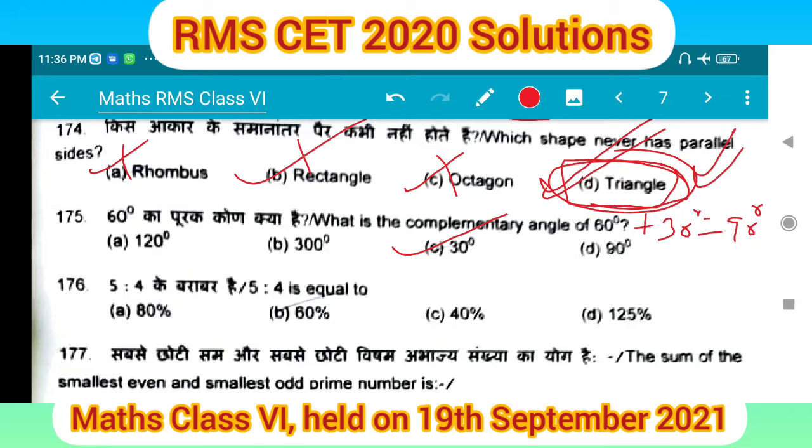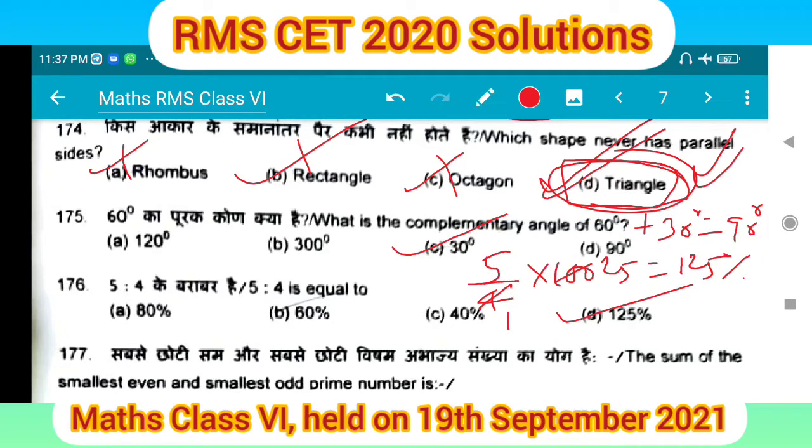5 by 4 is equal to what? Where is 5 by 4? Okay, 5 by 4 into 100. 4 ones are 4, 4 twenty-fives are 100, 25 fives are 125. 125%. Very easy.